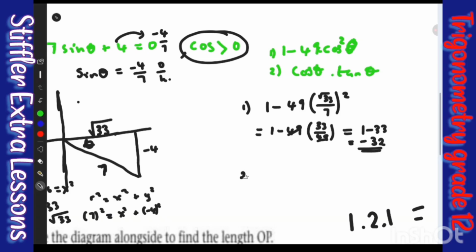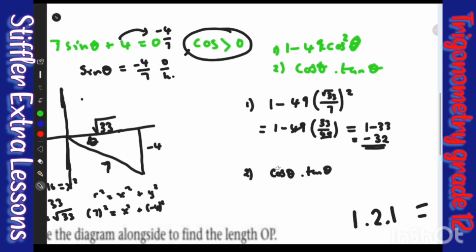And then the second question said cos theta multiplied by tan theta. So if you want, you can just simplify tan of theta. So this becomes cos of theta multiplied by sine of theta over cos of theta. So cos and cos may cancel. So our answer is sine of theta. So what is the value of sine of theta when looking at this? It is negative 4 over 7.